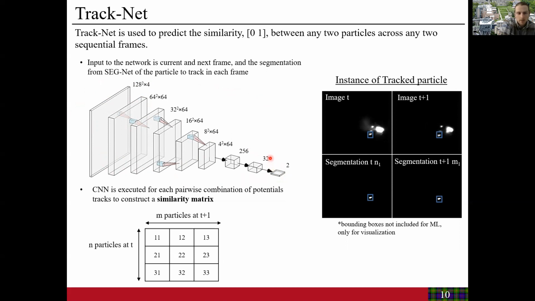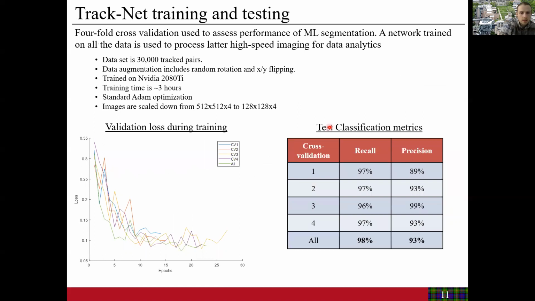To get the similarity matrix, we use the predictions of TrackNet n times m times, where n is the number of particles in the first image frame and m is the number of particles in the second. Those values are placed in a similarity matrix, which contains, at row and column indices, the similarity values of the nth and mth particles.